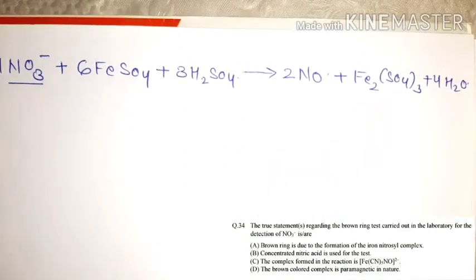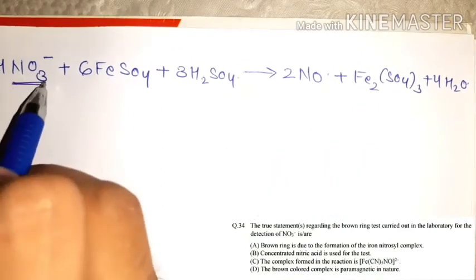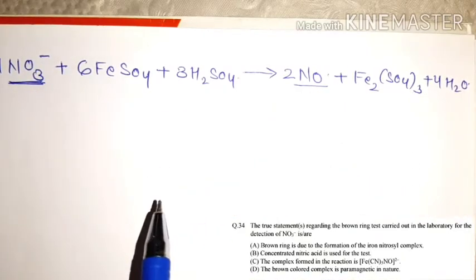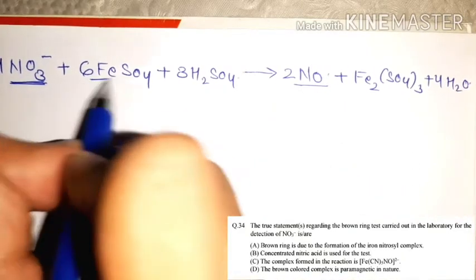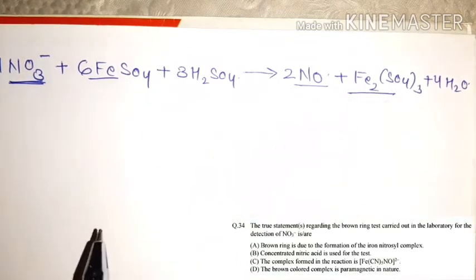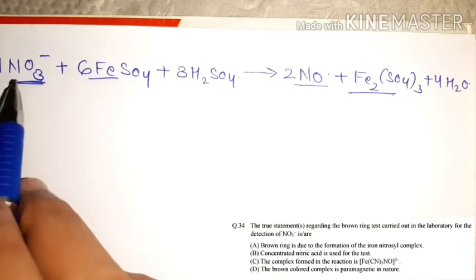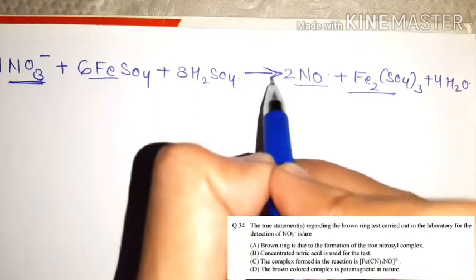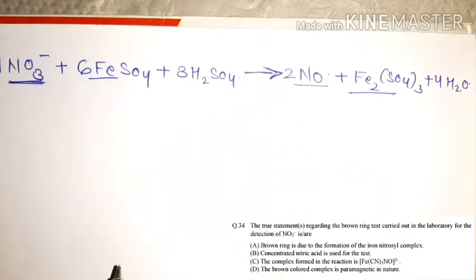Now what happened in this condition, friends? See carefully. Here we see that NO3 minus will convert into NO. This is the reduction reaction, and here Fe2 plus will convert into Fe3 plus. This is the oxidation reaction. So here oxidation and reduction happen simultaneously, which is a type of redox reaction. And you can also say that iron second oxidizes into iron third followed by formation of iron nitrosyl complex.